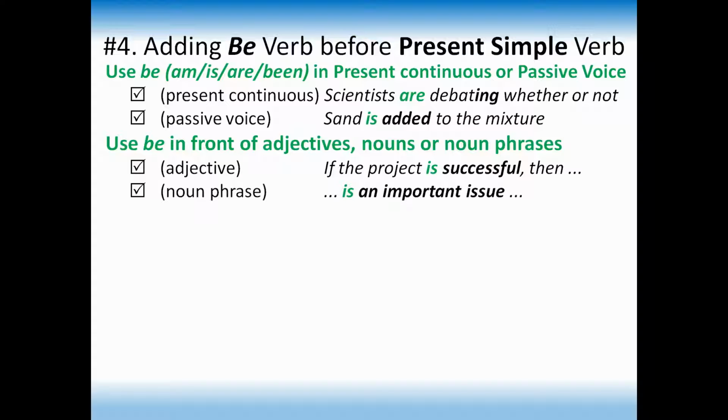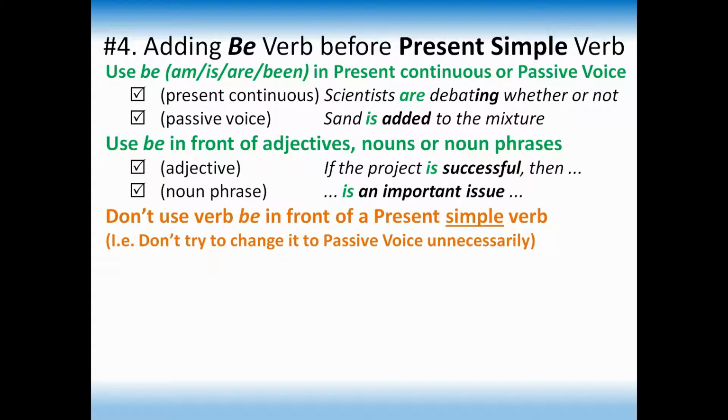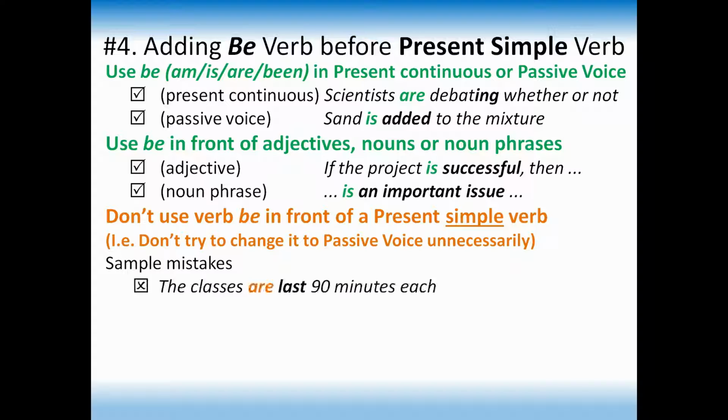Successful is an adjective and an important issue is a noun phrase. So here's the mistake. Don't use be in front of a present simple verb. So don't try and change it to the passive voice unnecessarily. Sample mistakes. The classes are last 90 minutes each. Delete the are. Keep the last.